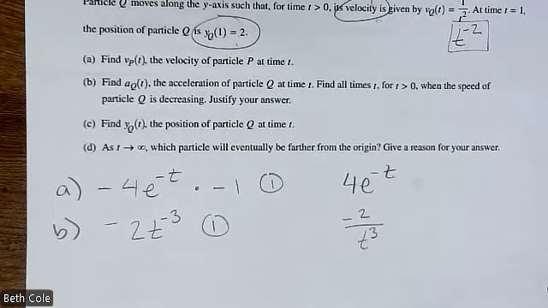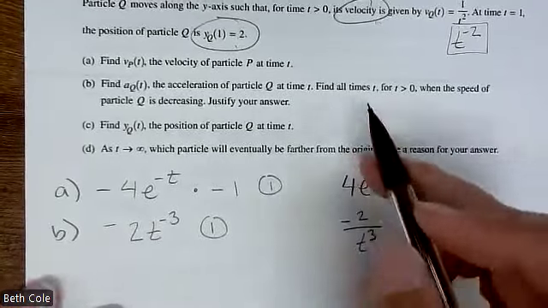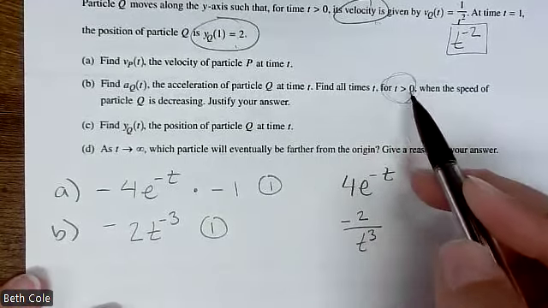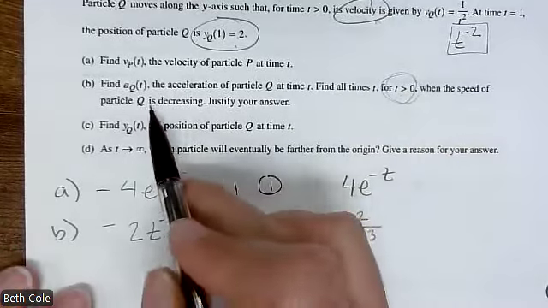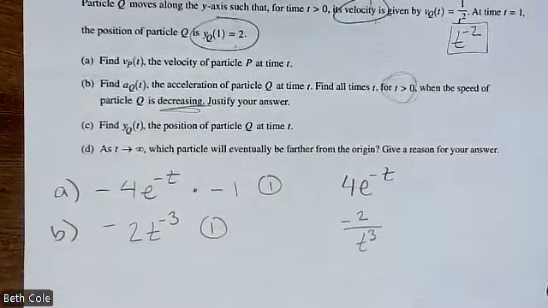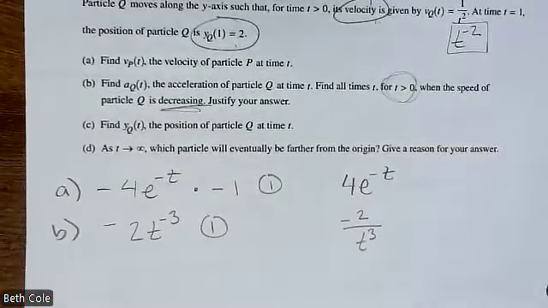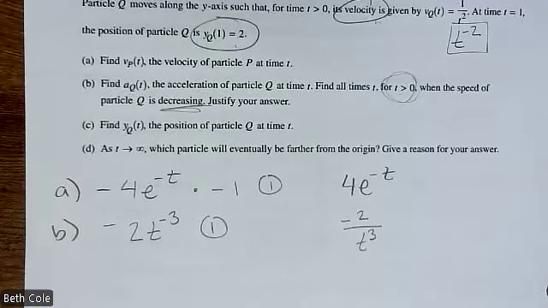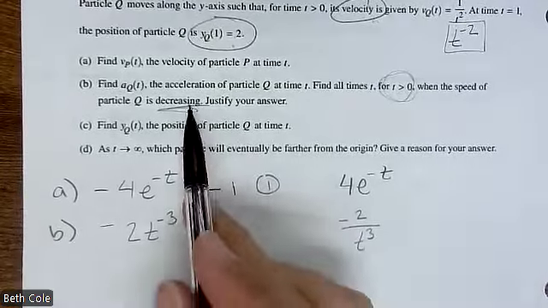Oh, wait, is there more to part B? Oh, but wait, there's more. Find all times for positive t where the speed is decreasing. All right, how do you do speeding up or slowing down? Same sign, velocity and acceleration, same sign as speeding up, opposite signs slowing down. So we want opposite signs.